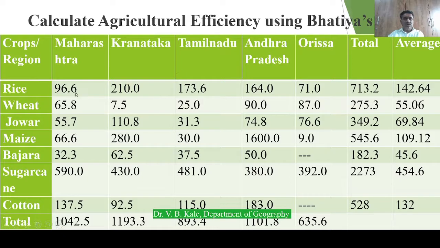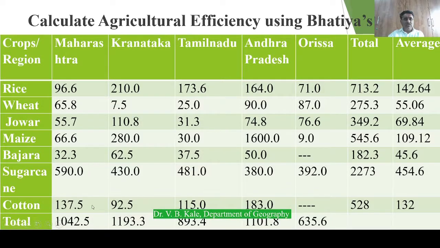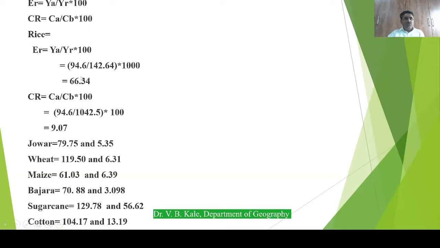This is 96.6. Okay, next value is 142.64. So 96.6 divided by 142.64. The calculation is 66.34. CR is equal to CA upon CB into 100. 94.6 is divided by 1042.5 into 100. So 9.07 is the calculation.